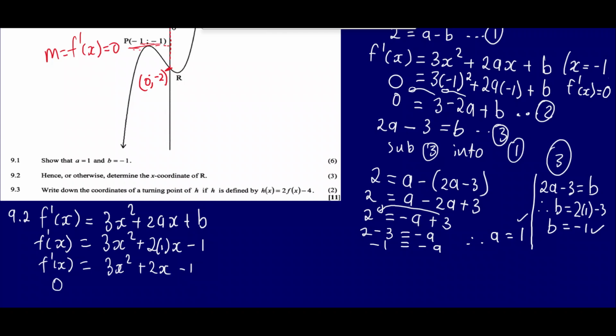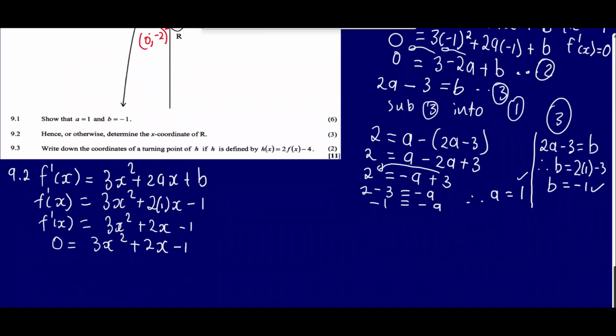plus 2x minus 1. So now what we can do here is equate this to 0, because we're looking for the x coordinate that corresponds to the gradient being 0, which the formula automatically calculates, the x coordinate of the turning point.